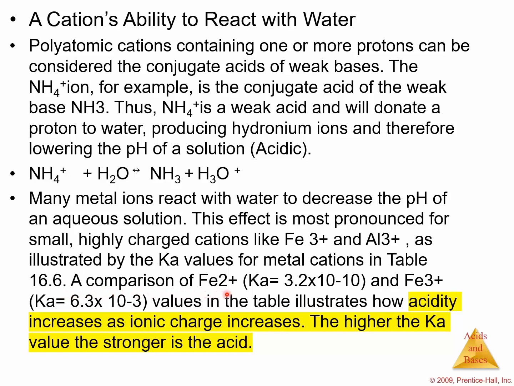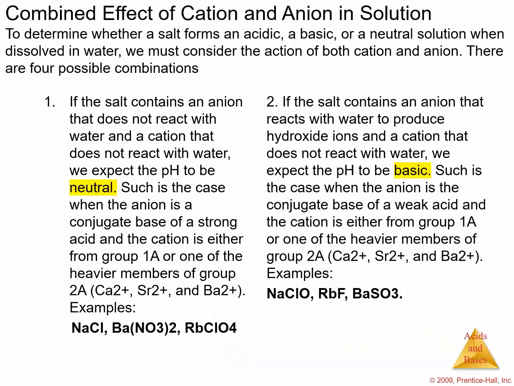Now a comparison of Fe+3 Ka equal this value and Fe+2 Ka this value. The table illustrates how acidity increases as ionic charge increases from +2 to +3, because the higher the Ka value, the stronger is the acid.